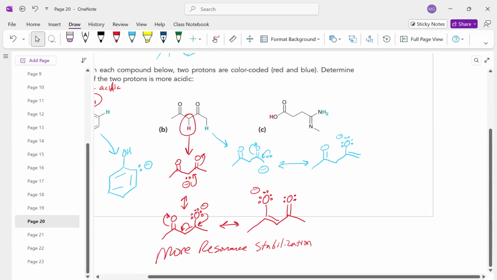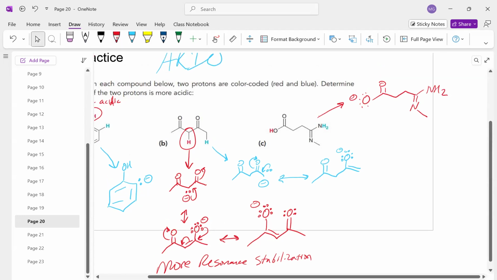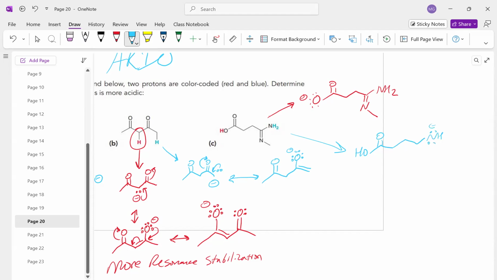And then finally, let's look at C. So let's imagine deprotonating the red hydrogen. So I get this ion if I deprotonate the red one. If I deprotonate the blue one on the nitrogen, I get this one.